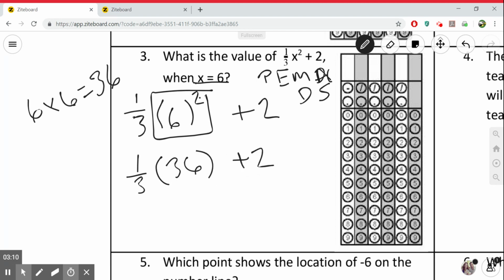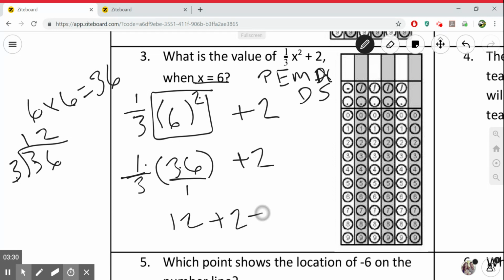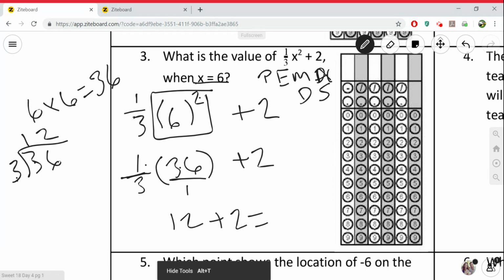So if I look at this, I have 1/3 times 36. Well, here this is 1 times 36, and this is a fraction over 1. And the fraction bar means divide, so it's divided by 3. So 36 divided by 3. 3 goes into 3 1 time, and 3 goes into 6 2 times. So that's 12 plus 2, which is equal to 14. So I get 14 over here.